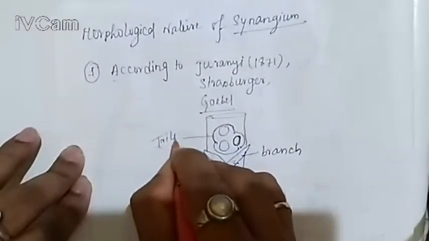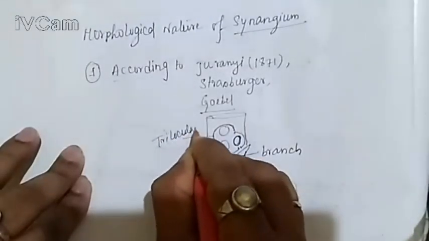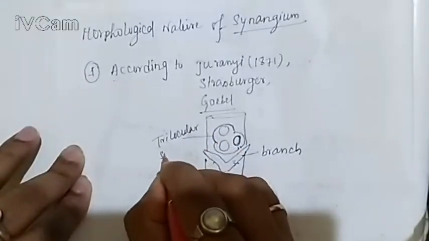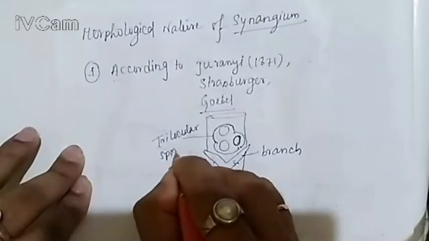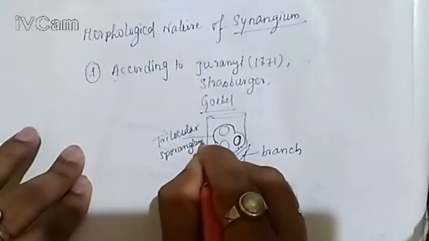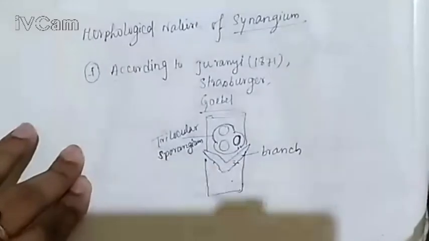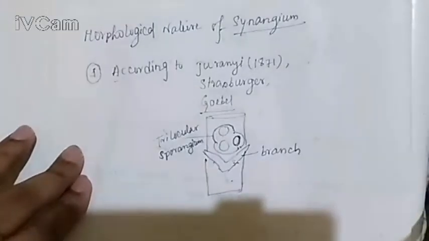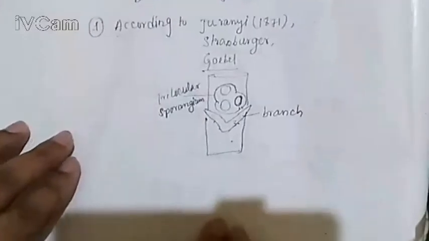Remember it, they prominently use the term trilocular, and they say sporangium. So this is the important term by them. Triloculous sporangium is the important term by Strasburger, Juranyi and Goebel. Now the second opinion. Look at the second opinion.